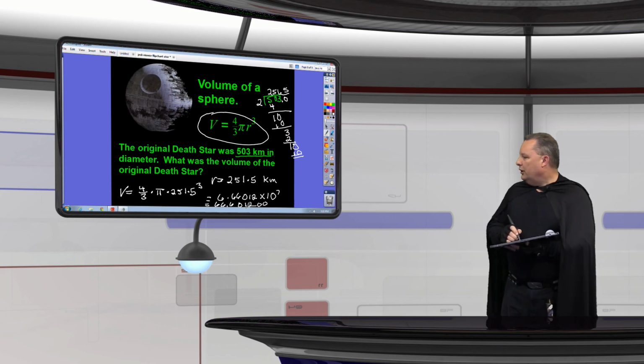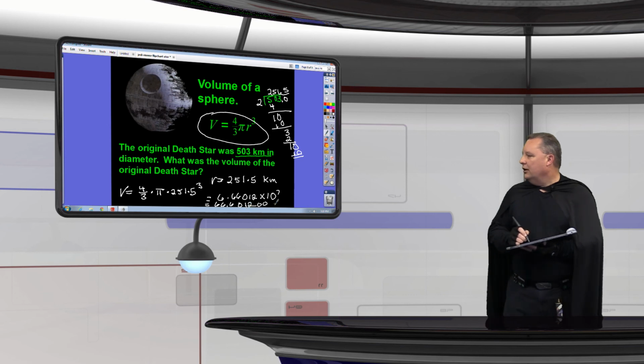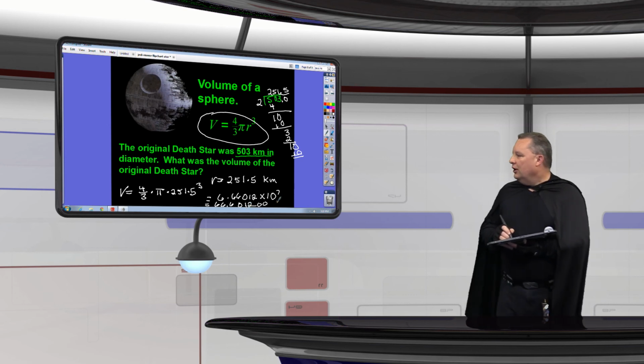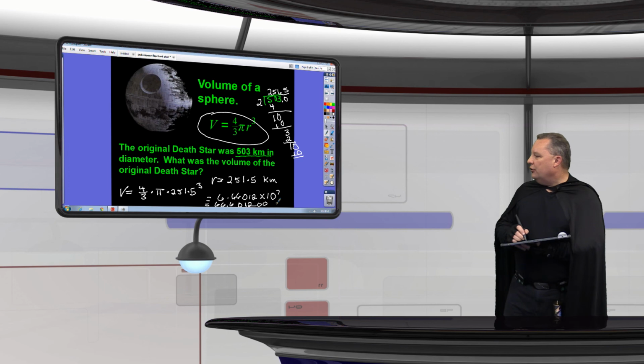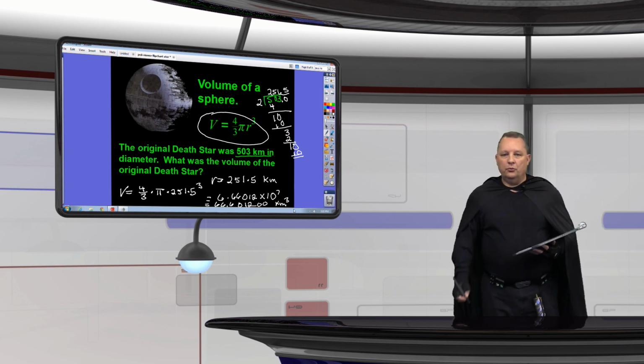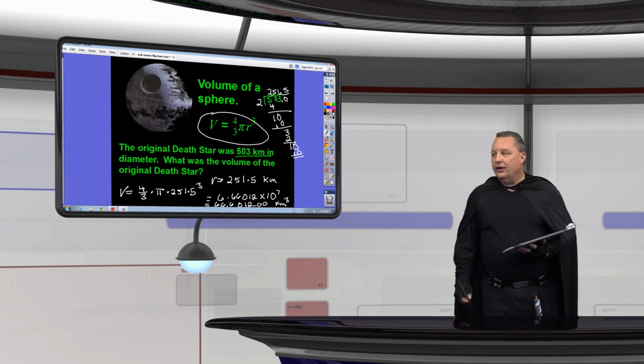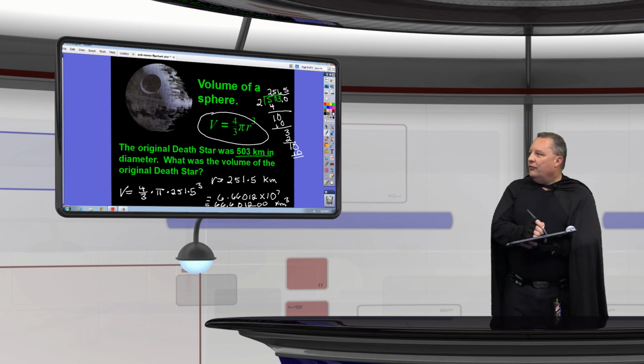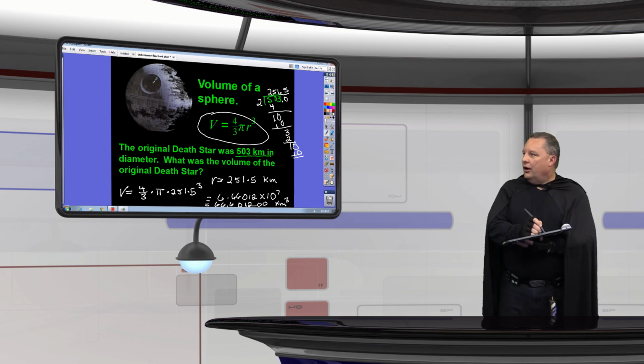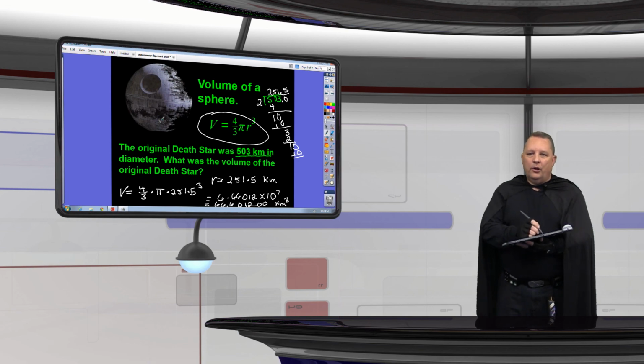So that's going to be approximately 66,601,200 kilometers cubed would be the volume of the Death Star. It's a pretty huge place. Now, that's saying if we neglect this little area that's indented here, and we won't, for the sake of time, we won't look at that today, but let's say that was solid all the way around, then that's what the volume of that would be.